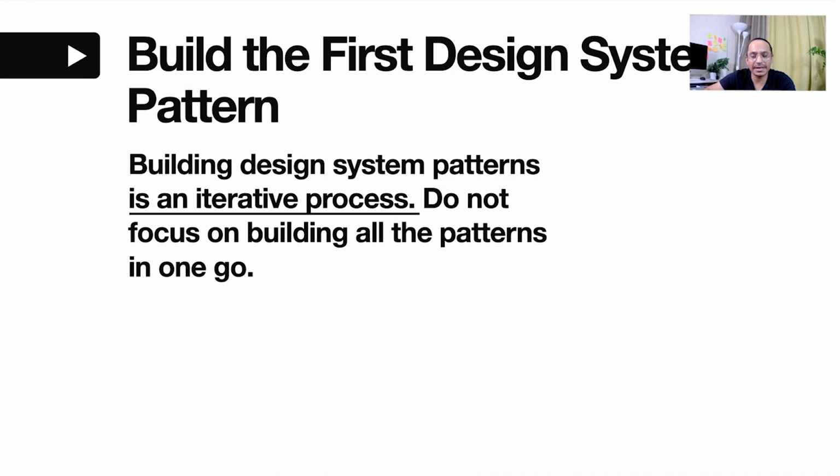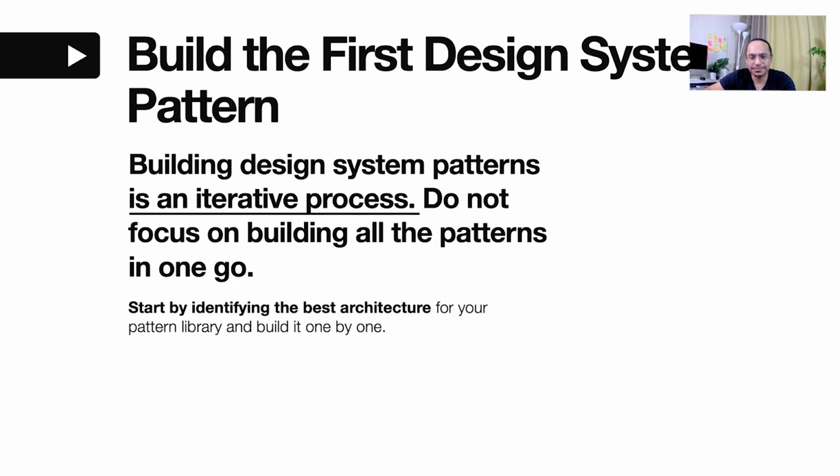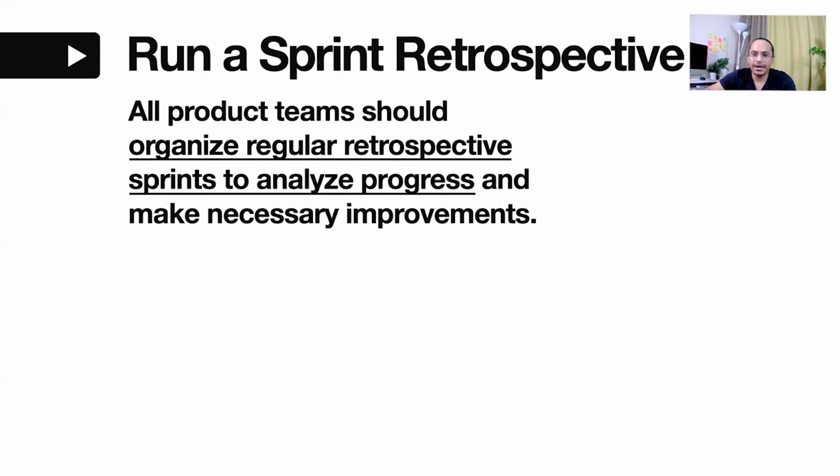Building a design system is an iterative process. You might have to change a lot of things, as and when you're designing new screens or working on new screens. So here, what you need to do is, when you're building the design system, you should start by identifying the best architecture for your pattern library and build it one by one. Okay. And then once you have something, run a sprint retrospective. So all product teams should organize regular retrospective sprints to analyze progress and make necessary improvement.